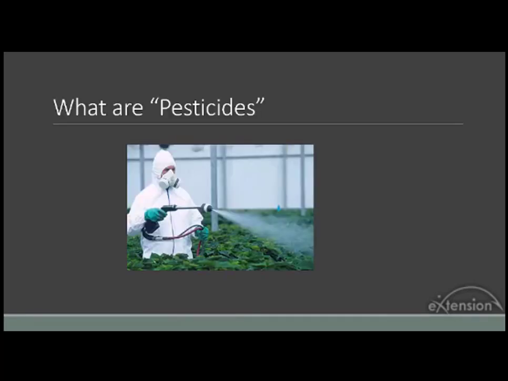So what is a pesticide? What do you think of when you hear the word pesticide? Most people associate the term with a chemical that's used on a food plant or in food production to kill insects, but that's not always true. In reality, a pesticide is any chemical which is used by man to control any pests. These pests can include insects, plant diseases, fungus, weeds, nematodes, snails, slugs, etc.